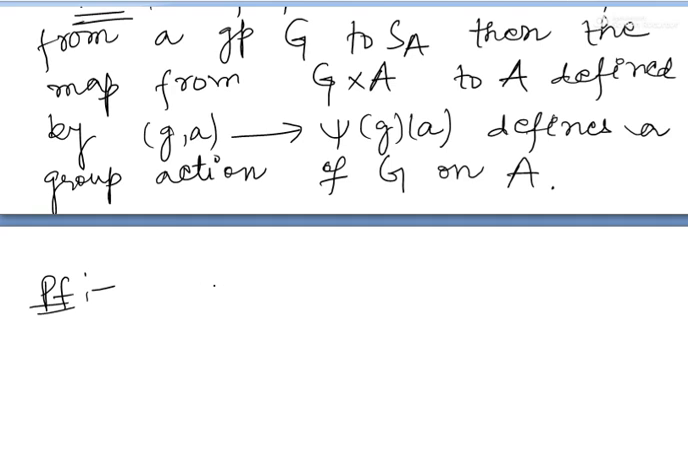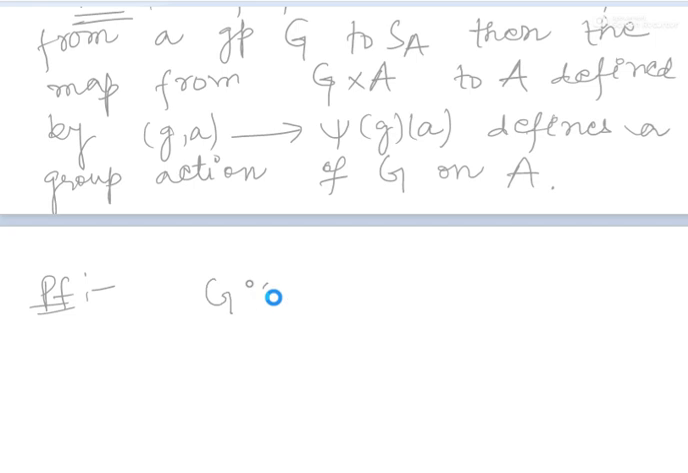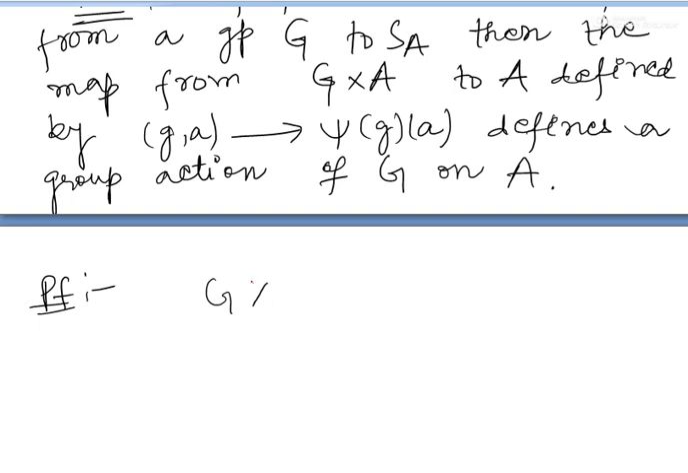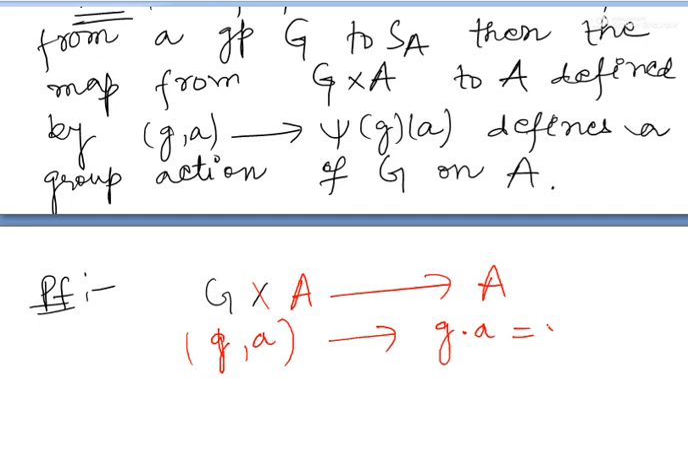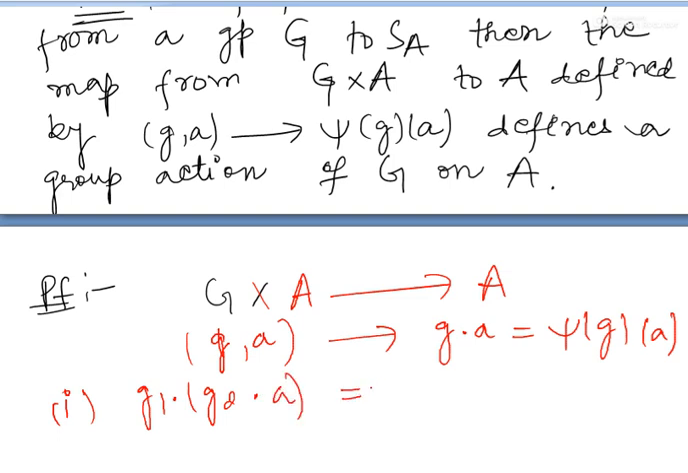So G cross A to A, this is the mapping. (G, A) goes to G dot A, which is equal to psi G of A. Let's take the first property: G1 dot (G2 dot A) should be equal to (G1 G2) dot A. So G2 dot A means psi G2 of A.